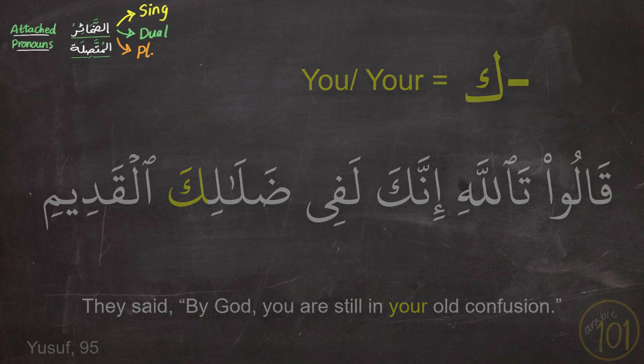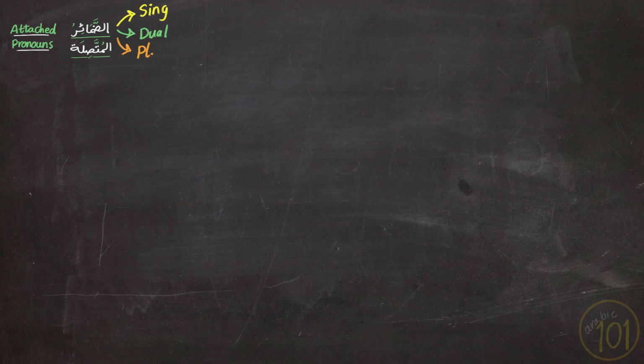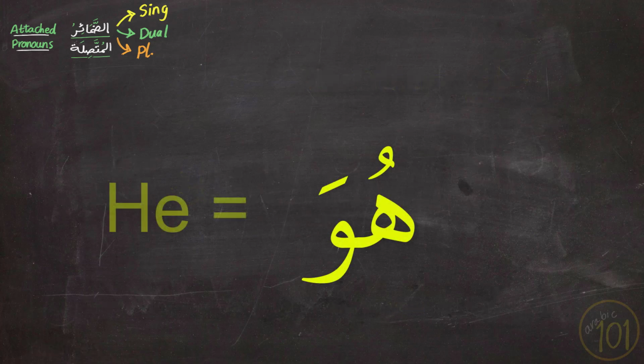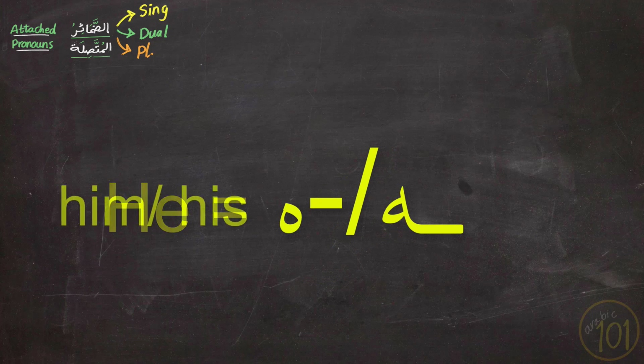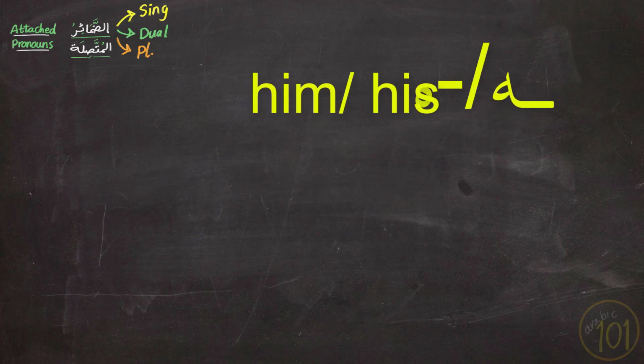The next pronoun we learned last time was huwa, and its attached version will only be hu, which comes then at the end of words, with the meaning of him or his, like in these examples.